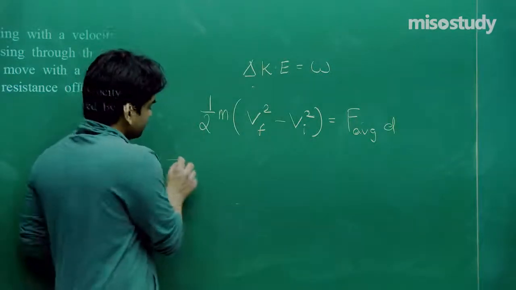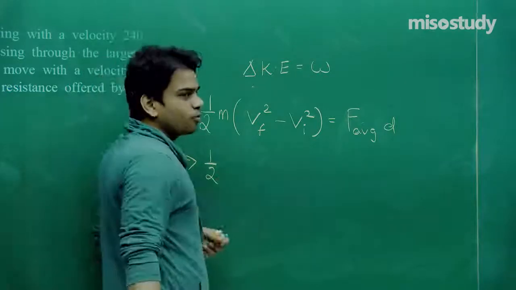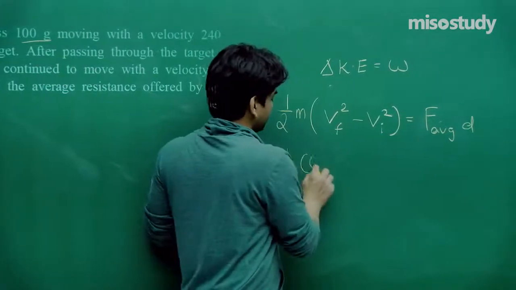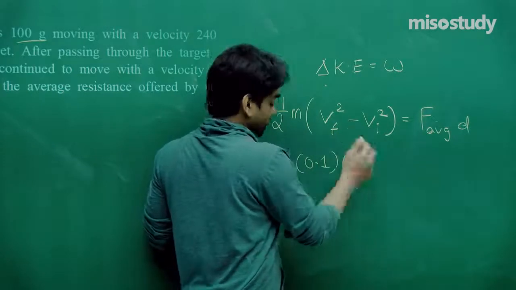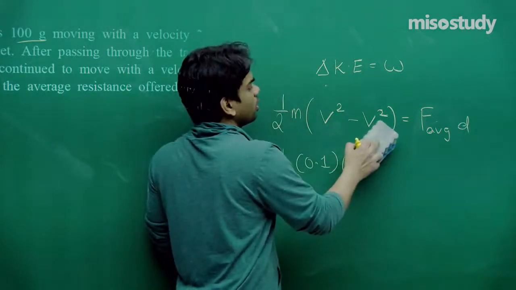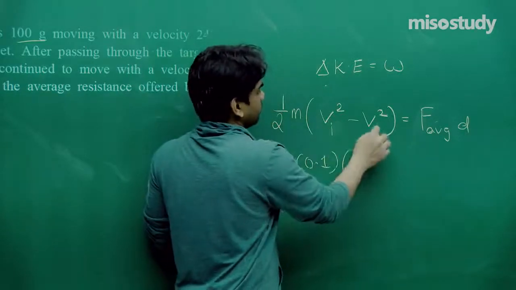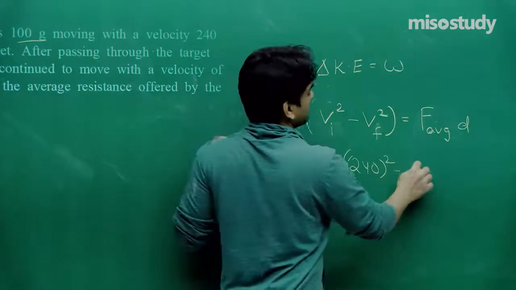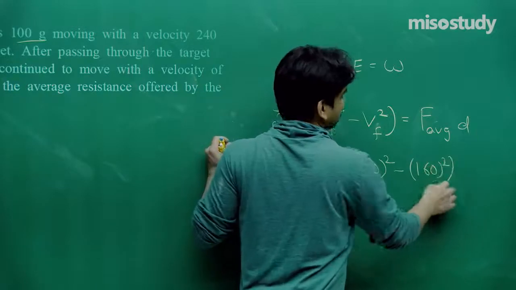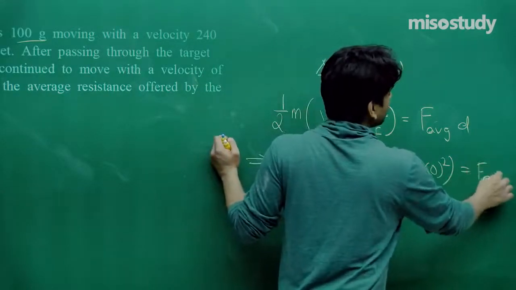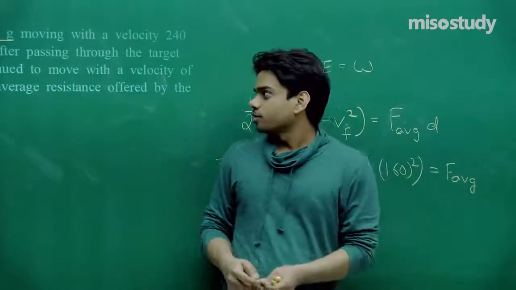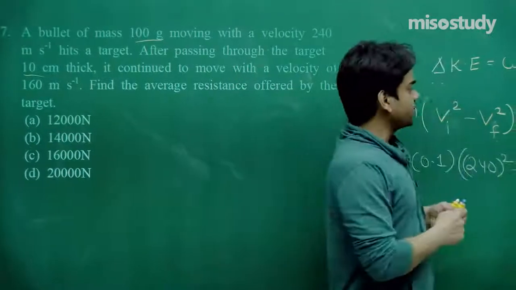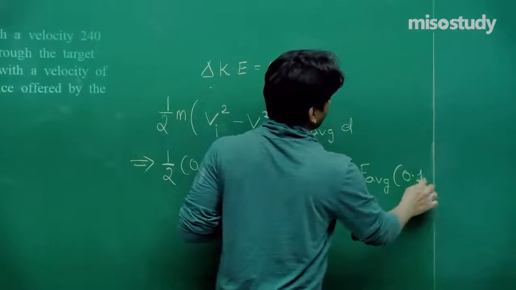Put in the values. Half the value of mass m that we have, that is given as 100 gram, so you can use 0.1. Final velocity, sorry, this will be initial velocity because final velocity is smaller. So I told you I'll be taking the difference, actually the loss in kinetic energy. Initial velocity is 240 whole square minus 160 whole square. F average we need to find out, and it goes for 10 centimeter inside the block. After passing through the target 10 centimeter thick, so we have to use d as 0.1 meter.